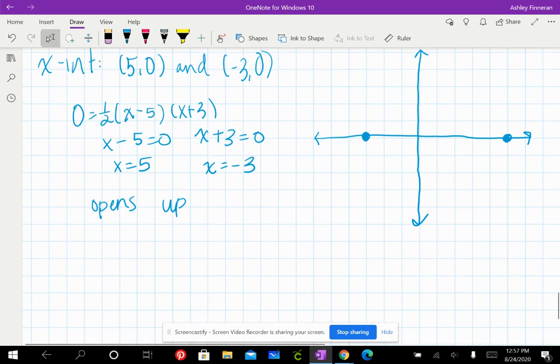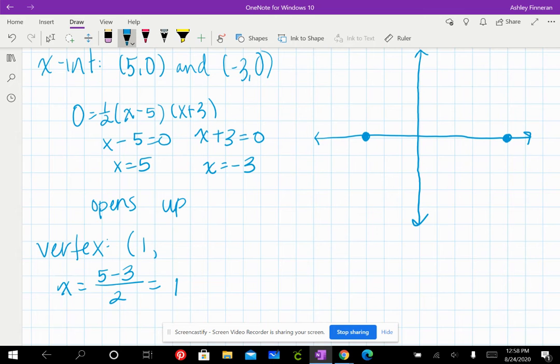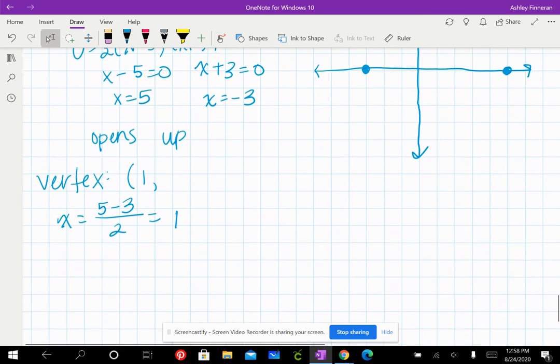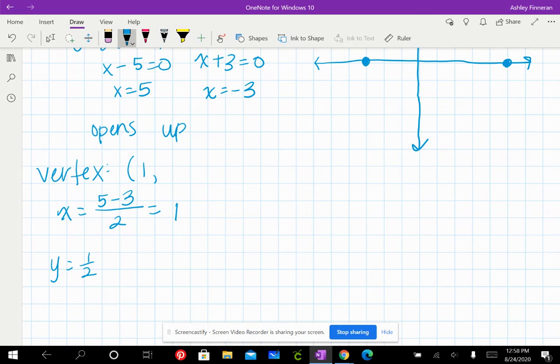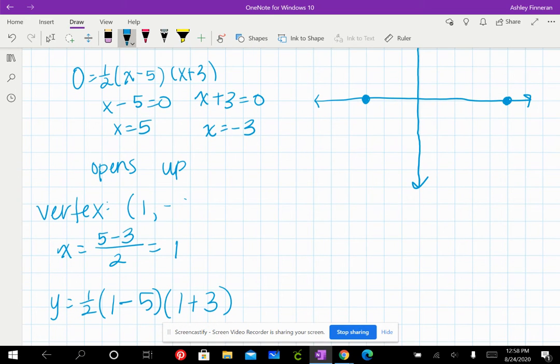So when I go to find the vertex, I know that it's halfway between 5 and negative 3. So my axis of symmetry would be 5 plus negative 3, which is 5 minus 3, all over 2, which gives us 1. And if you plug that in, you get y equals 1/2 times (1 minus 5) times (1 plus 3). Negative 4 times 4 is negative 16, divided by 2 is negative 8. 1, 2, 3, 4, 5, 6, 7, 8.